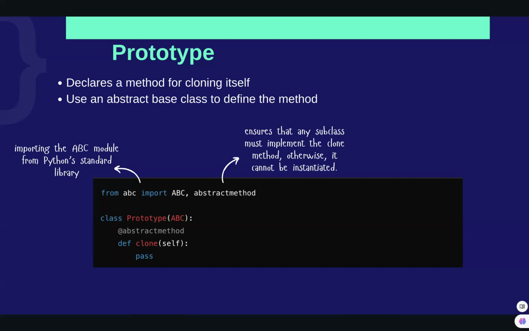Here's a simplified example. So what this code does is set up a template. Any class that wants to be a prototype has to follow this template and provide its own way of cloning. The abstract method decorator ensures that any subclass must implement the clone method, and this guarantees that all prototypes will have a clone method.